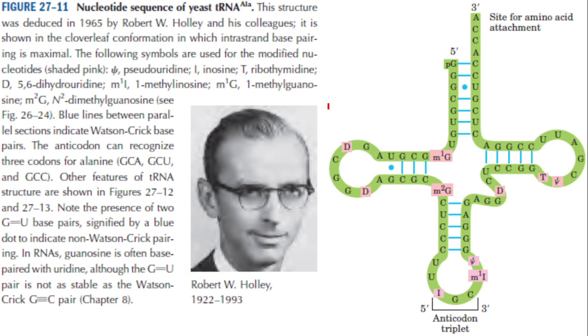And nucleotide sequence of yeast tRNA for alanine, we call it alanyl tRNA. This picture is only for reference, and we deeply recognize the contributions of Robert W. Holley for his pioneering work on this. This is the anticodon triplet. Different arms can be seen here. Alanine is attached here.